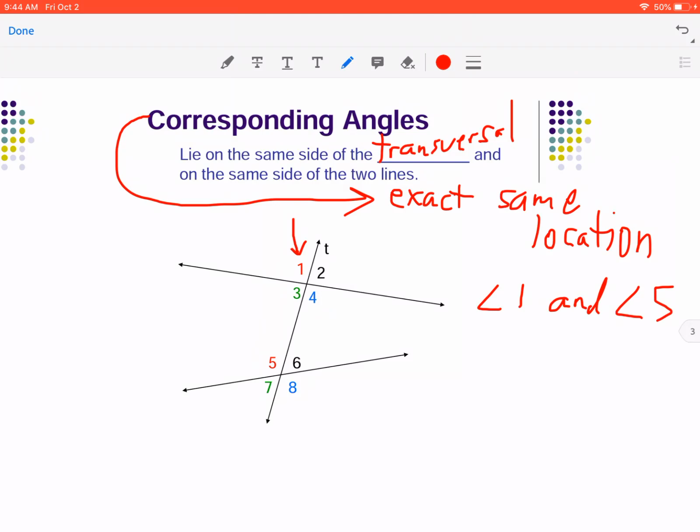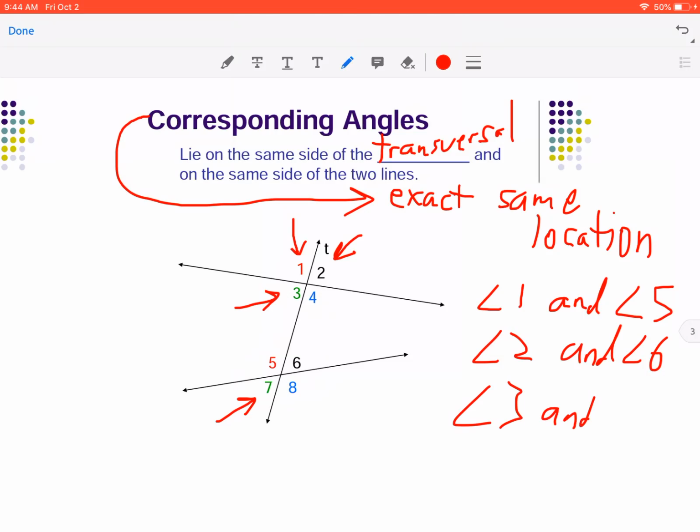All right, look at angle 2. Angle 2, in my opinion, is top right. Well, look down here. What angle is top right? Should be angle 6. So angle 2 and angle 6 correspond. Look at 3. In my opinion, angle 3 out of these 4 angles is bottom left. Well, what other angle is bottom left down here? It's got to be 7. So angle 3 and angle 7.